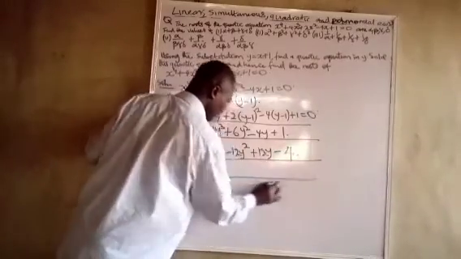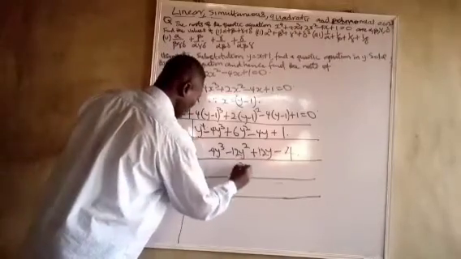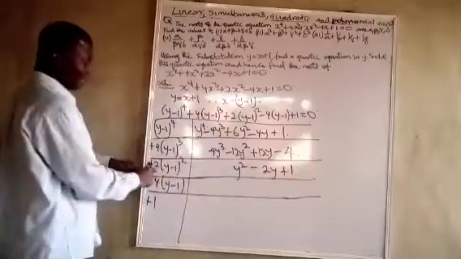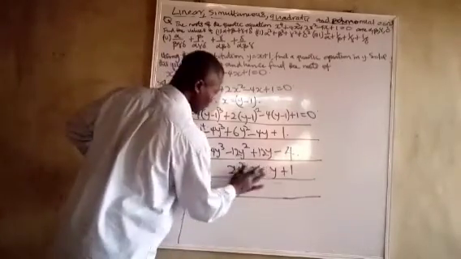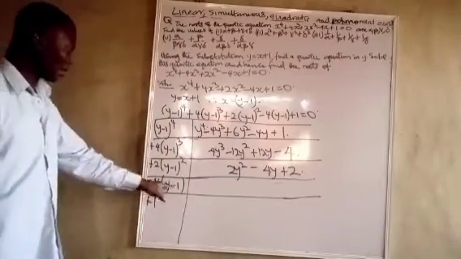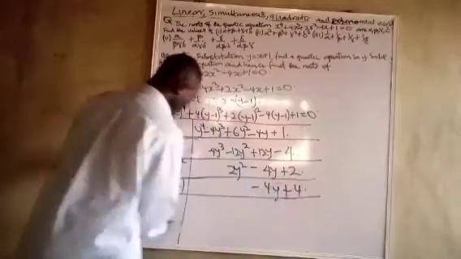So this one again, I have y squared minus 2y plus 1. But don't forget I have 2 here. So let me put 2 here. This one changes to 4. And this one changes to 2. Here I have minus 4y plus 4. And here I have 1.